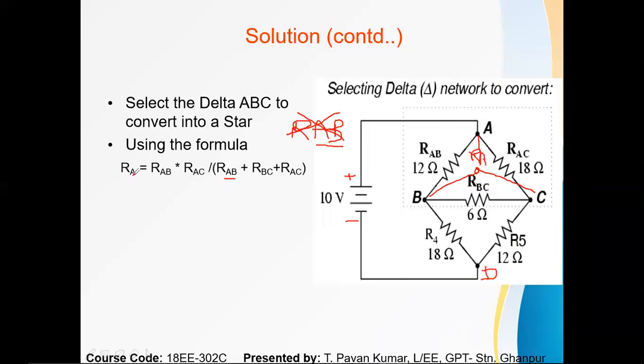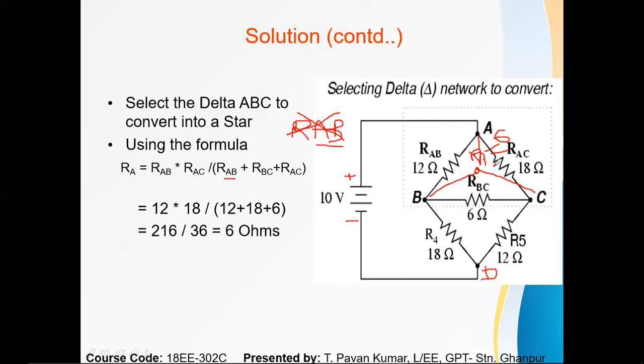Hence my RA is nothing but RAB into RAC by RAB plus RBC plus RAC, which equals 12 into 18 by 12 plus 18 plus 6. It will be 6 ohms. So 216 by 36 is equal to 6 ohms. Now you got one resistor, that is 6 ohms.